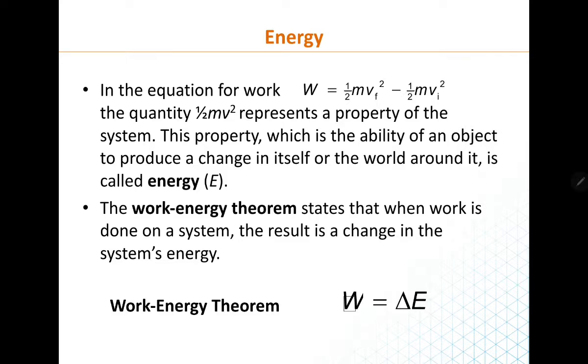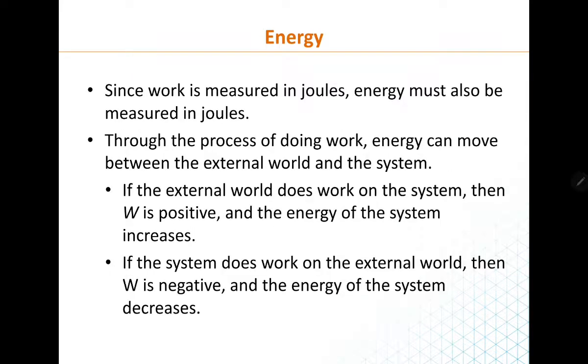The work energy theorem states that when work is done on a system, the result is a change in the system's energy. So W, which is the work, equal to the change in the energy. W equal to delta E. Since work is measured in joules, energy must also be measured in joules. Through the process of doing work, energy can move between the external world and the system.